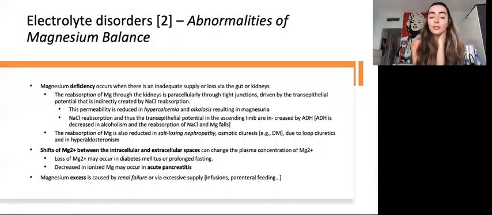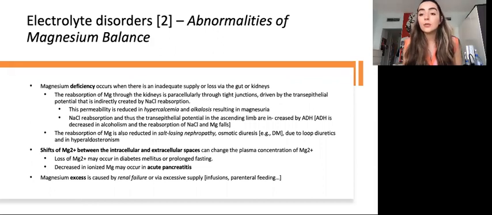And then abnormalities of magnesium. Magnesium deficiency is when there's inadequate supply or there's a great loss via the gut or the kidneys. Magnesium is mainly reabsorbed via the ascending loop of Henle. The reabsorption is paracellular, through the tight junctions, and this is driven by the transepithelial potential caused by the sodium chloride resorption. This potential is reduced in hypercalcemia and alkalosis, which can lead to magnesium in the urine.